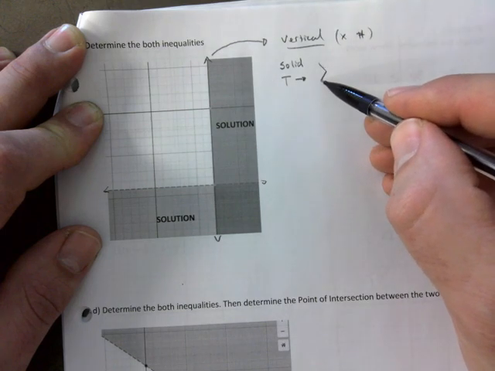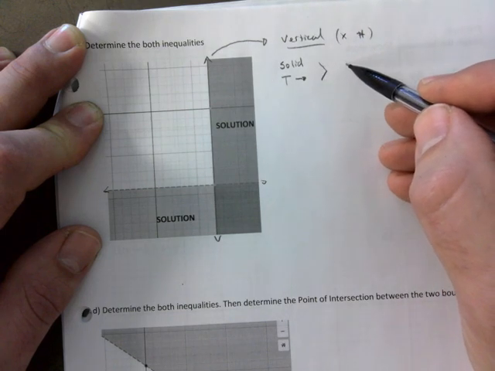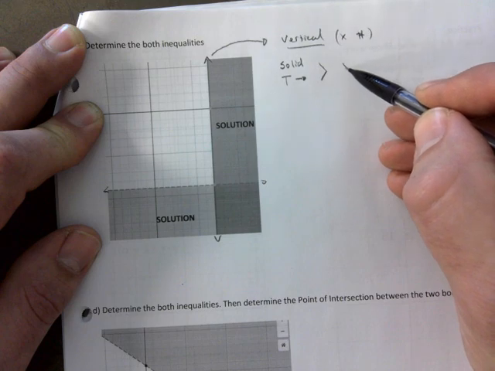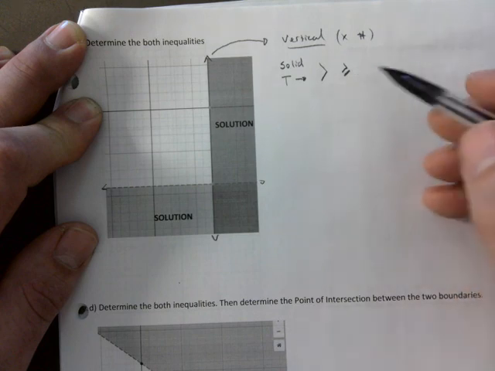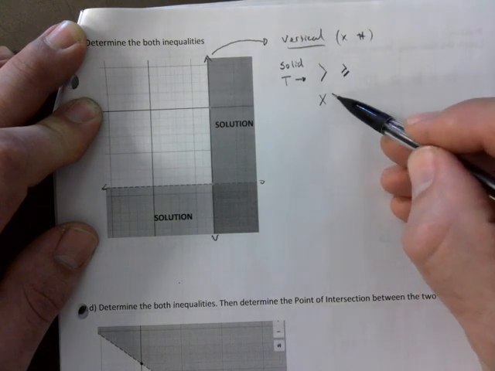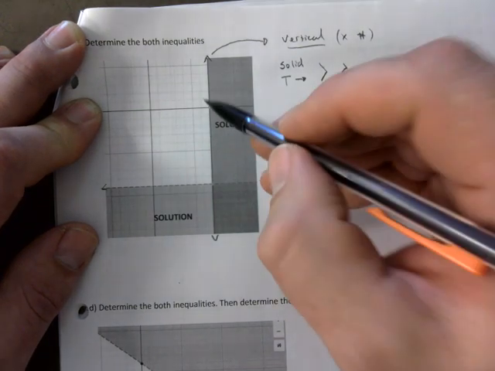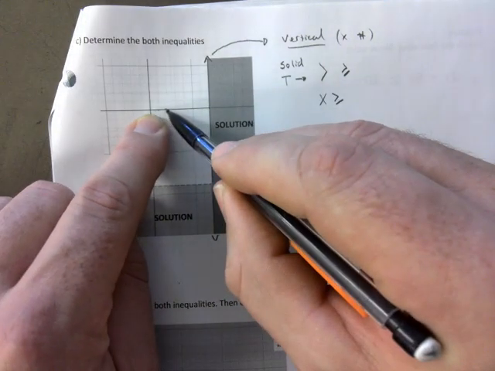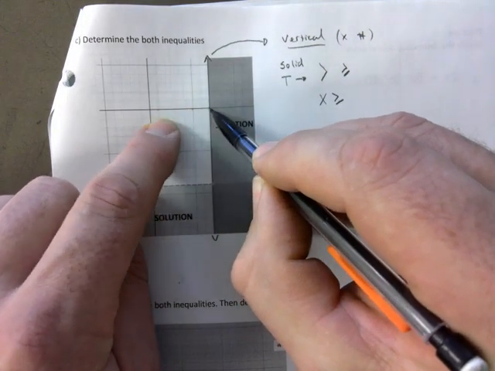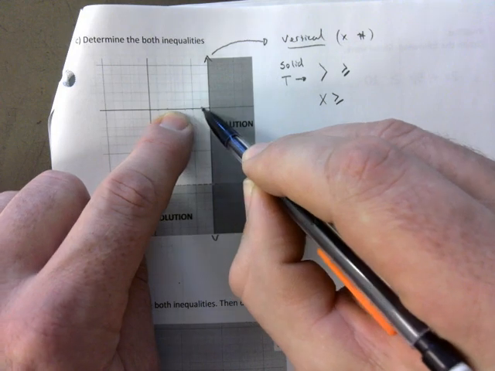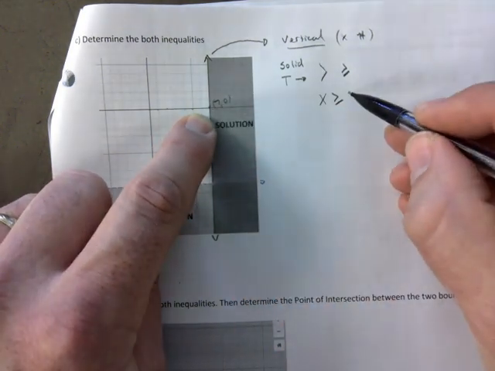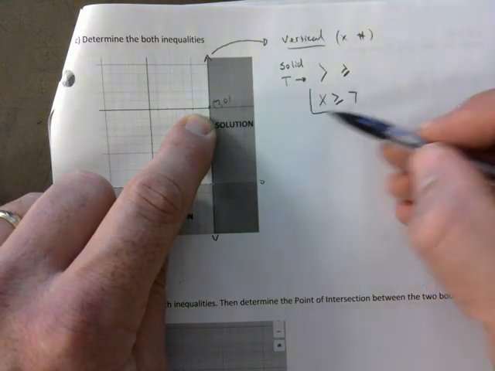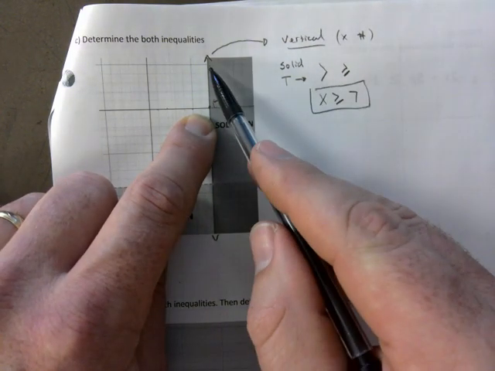Okay. So from these two, you will conclude that it has to be greater than or equal to. So this would be x is greater than or equal to what? You just check right here. 2, 4, 6, 7. Sorry, 7, 0 is where it's going through, right? So x is greater than or equal to 7 is that line right there.